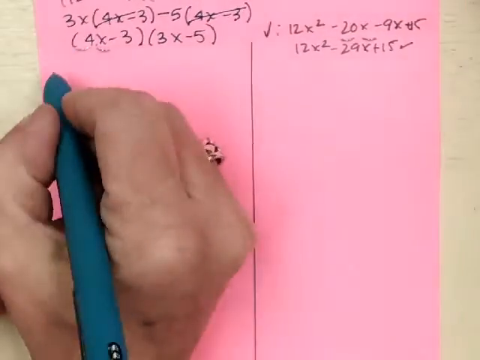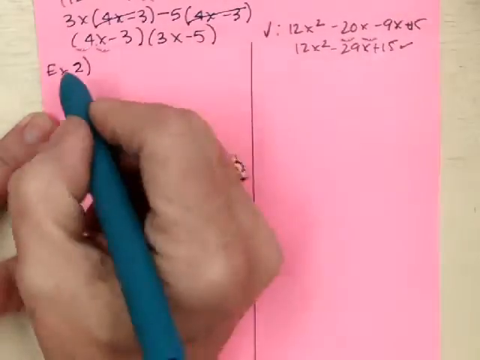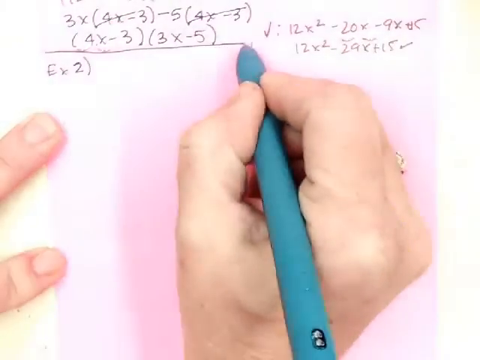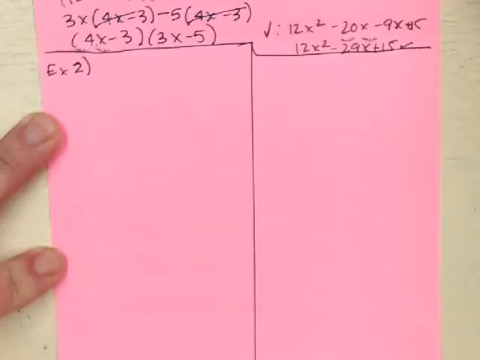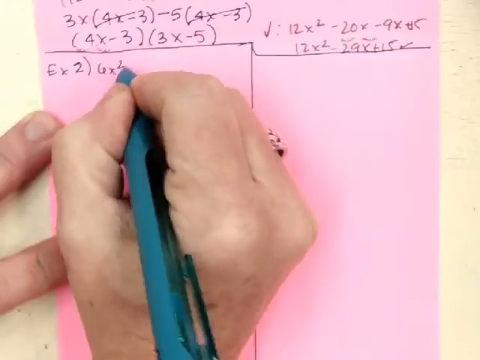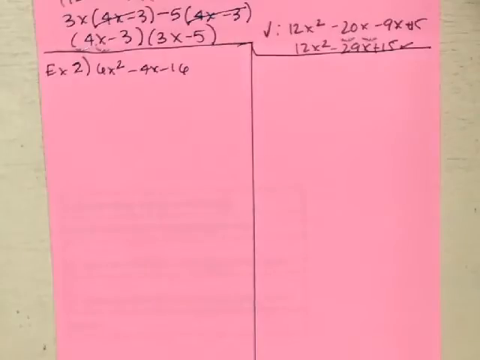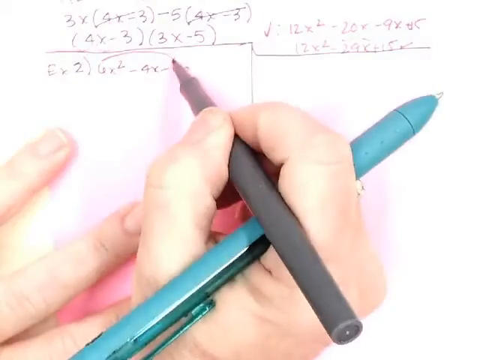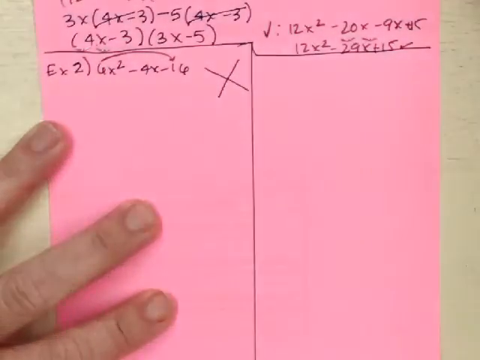So here's my next example. And if you want to, draw a little line in here so that you know this is all one, and I won't get stuff mixed up. So example 2. I have 6x squared minus 4x minus 16. So I'm going to multiply 6 times negative 16. And that's what's going to go in the top of my x. So 6 times negative 16.